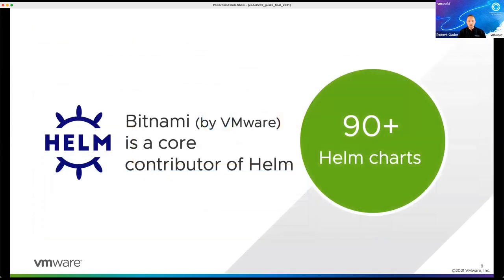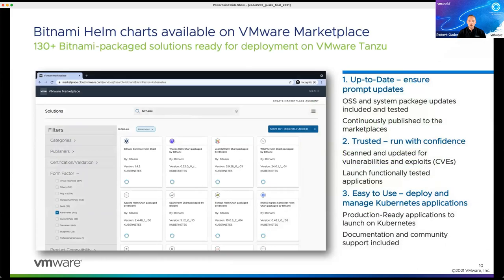Okay, and speaking of extensibility, what I've mentioned earlier, as well as I've mentioned a couple of times Helm, I'd like to highlight our Bitnami acquisition here. It was already done, I think, 2 years ago, and Bitnami is a core contributor to Helm and provides a lot of ready to consume Helm charts, 90 plus, and all are available on the VMware marketplace. So just go to marketplace.vmware.com and you can, for example, filter for a form factor, maybe of interest in this case Kubernetes, and then you see a couple of already packaged applications and services, which you can then deploy in your Kubernetes installation via Helm.